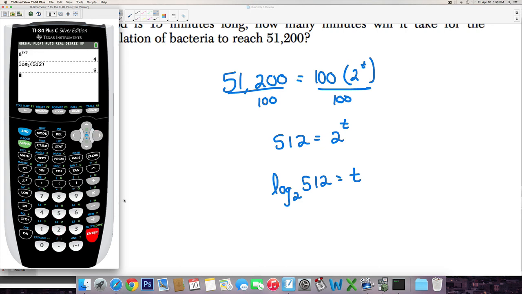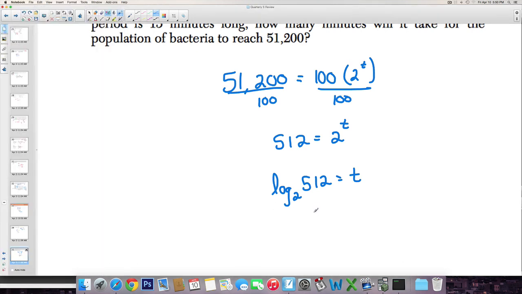And we get 9. So t equals 9. The other way you could have done this was try to get them to be the same base. So 512 is 2 to the 9th power. Now that they're the same base, 9 equals t. So 2 different ways to do it, you'll get the same answer.